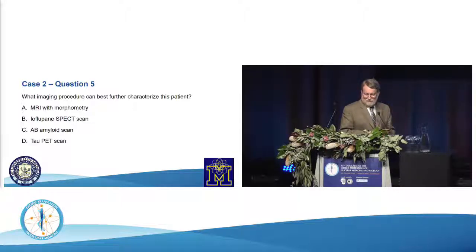So how many of us want MRI to further classify this? We have an MR vote. How about ioflupane SPECT? No takers. A-beta amyloid? Okay. And tau? And I've already told you that's for research purposes. So I agree with those of you who voted for amyloid, the reason I'll explain in just a moment.